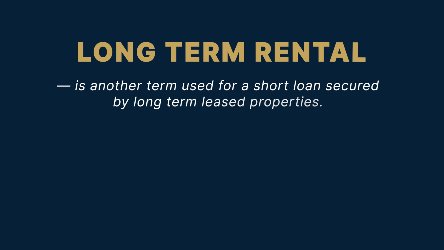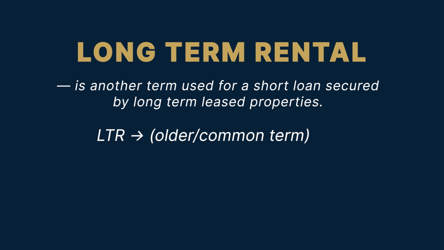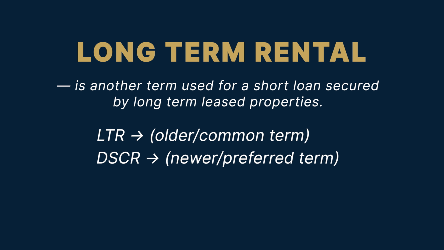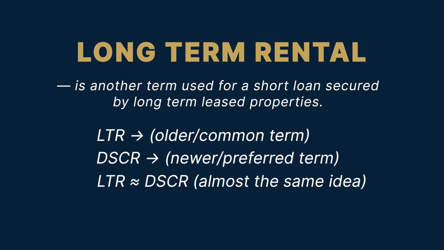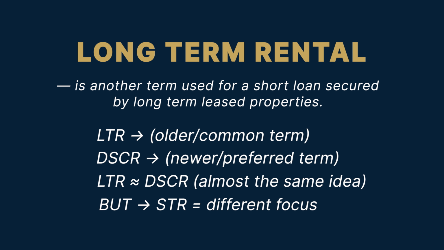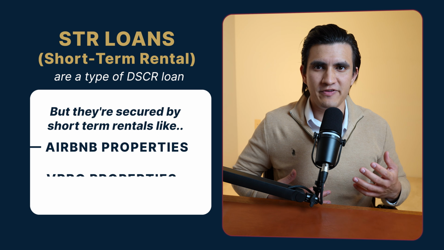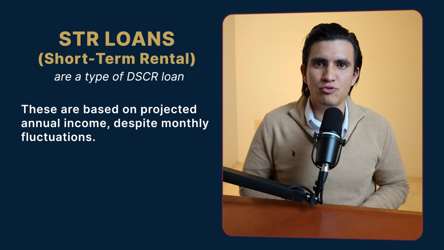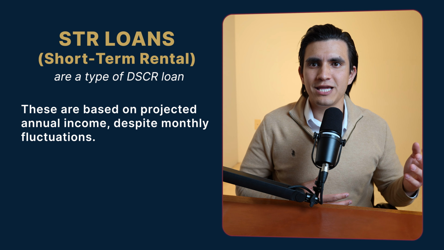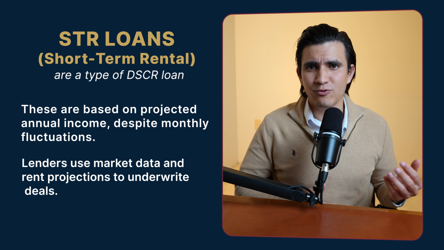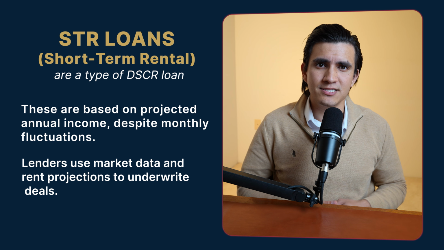So speaking of rentals and DSCRs, let's talk about the next term, which is LTR, long-term rental. LTR is just another term used for DSCR loans secured by long-term leased properties. Originally, lenders used LTR before DSCR became a more popular term. In practice, LTR and DSCR are often interchangeable, with the one caveat of STR, which stands for short-term rental. So these STR loans are a type of DSCR loan, but they're secured by short-term rentals like Airbnb or VRBO properties. These are still based on projected annual income, even though the monthly income fluctuates. Lenders use market data, rental projections, or past rental performance to underwrite these deals.